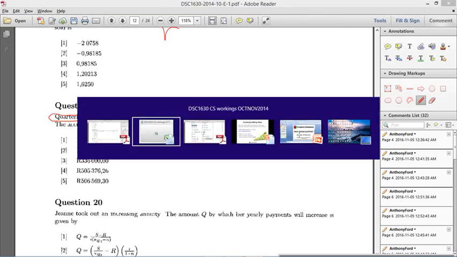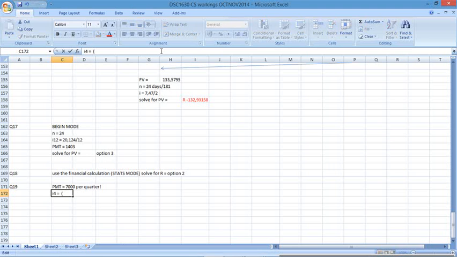Okay, I want I4, I was given I12. So I4 would equal, open brackets, 1 plus I12, equals per quarter.